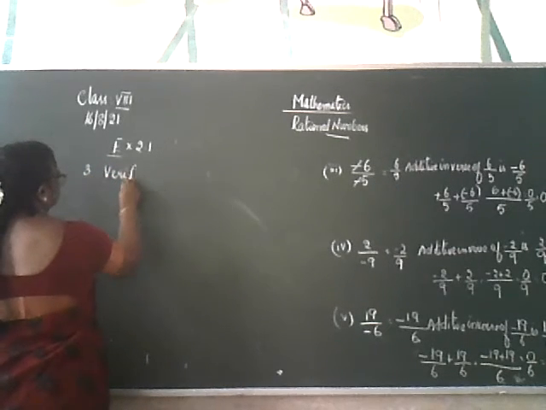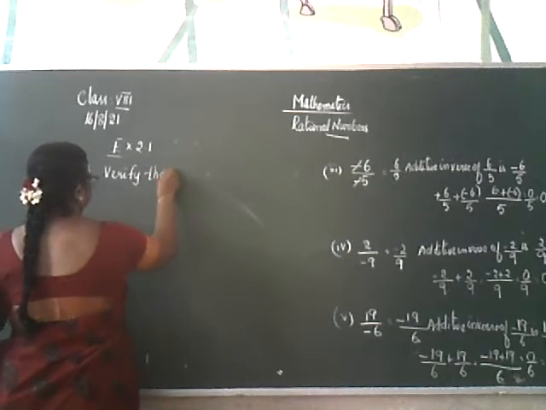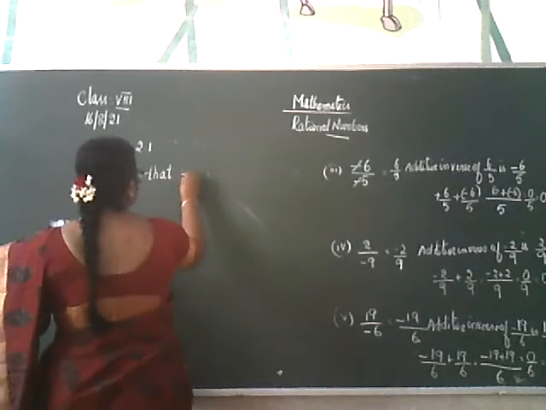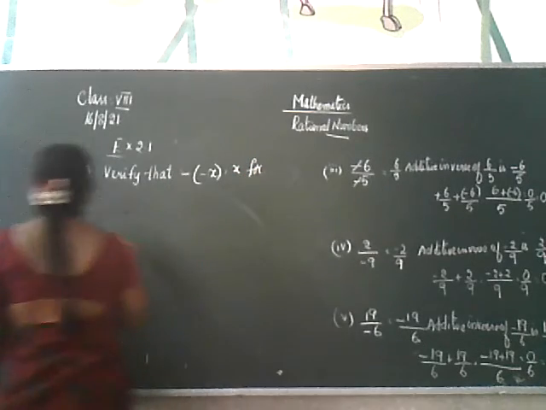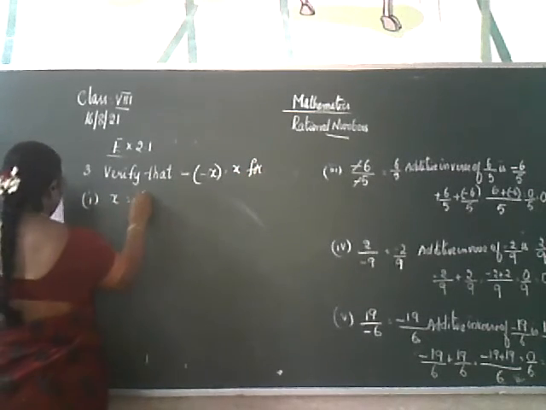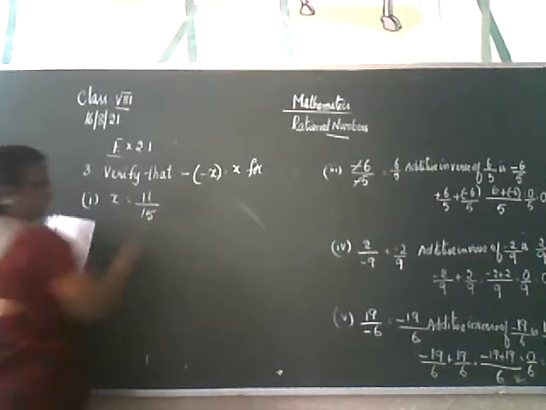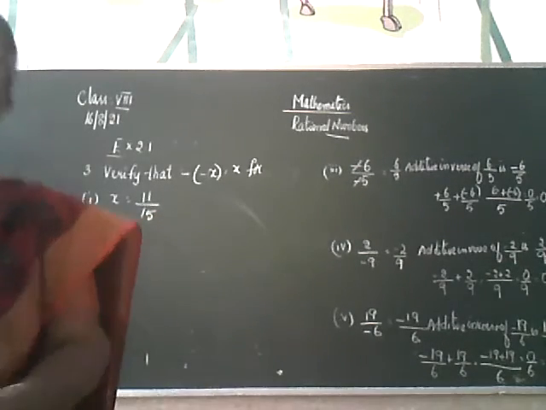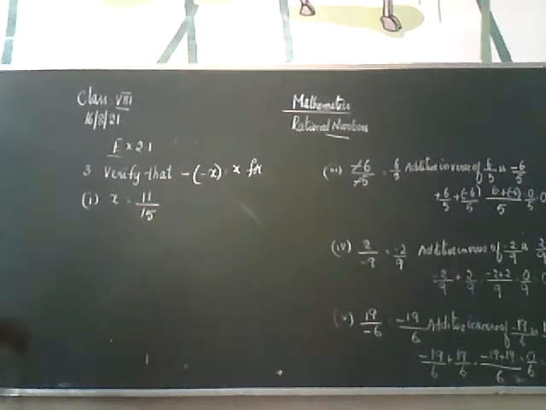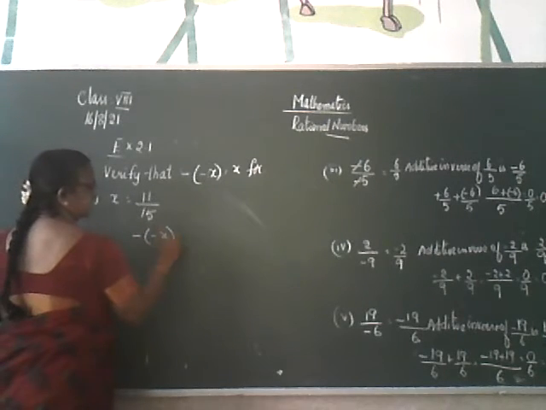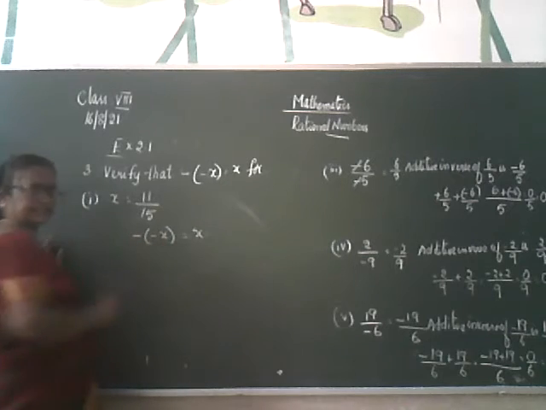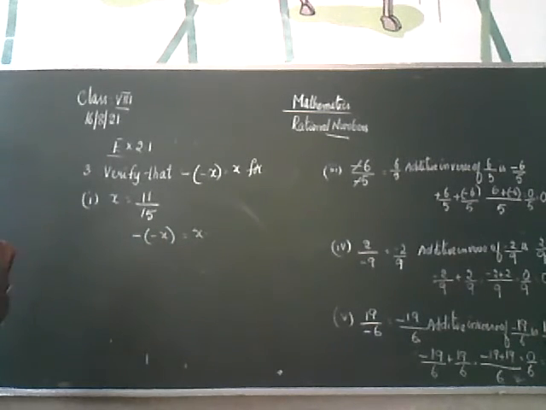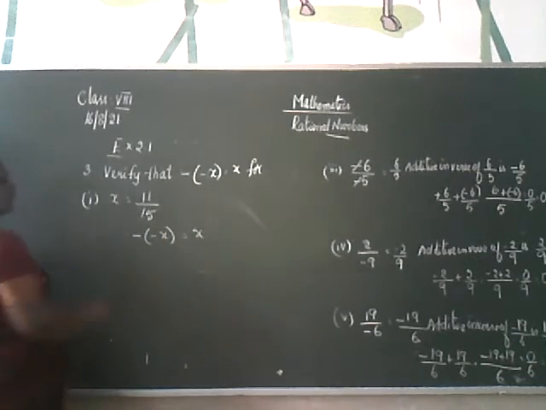Verify that minus of minus x is equal to x. For 1, x is equal to 11 by 15. So you know minus of minus x is equal to x. We know that because minus into minus is plus. But here we have to verify. So how will you write? So let me substitute for minus of minus x.